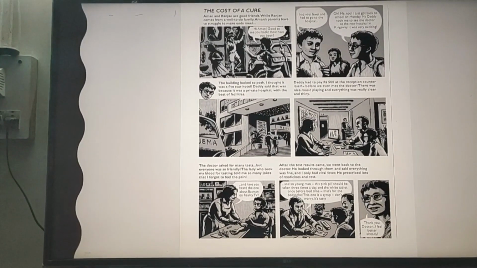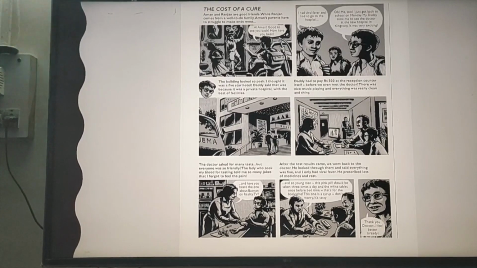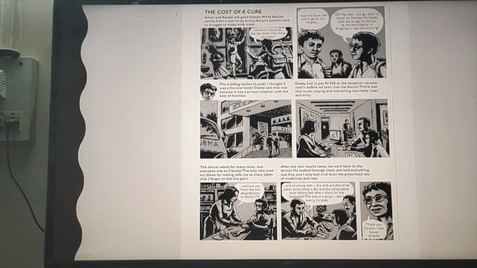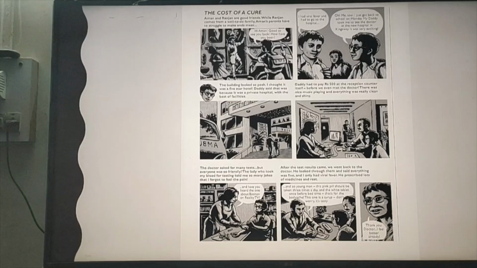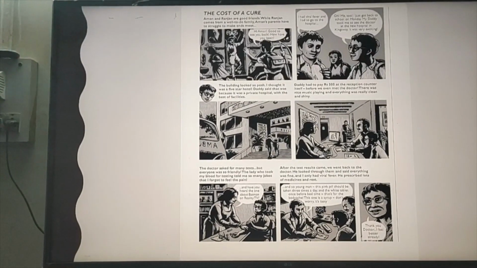So, this boy, Ranjan, is speaking about the incident when he went with his father to the private hospital.